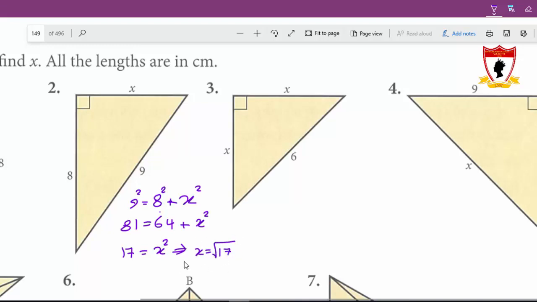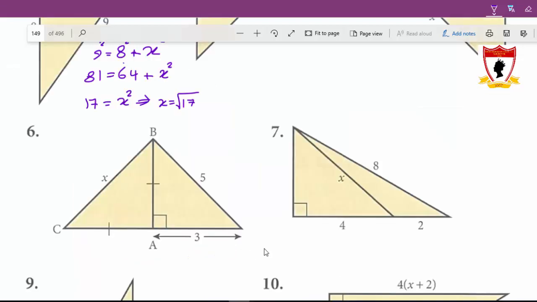It's okay if you leave your answer like this under a square root. It's also fine if you simplify it to a decimal. That is nearly 4.123. And remember, Pythagoras works when you have a right angle in the triangle. So Pythagoras theorem works only on right angle triangles. Now this question 7, this angle is a right angle, so surely we can use Pythagoras.